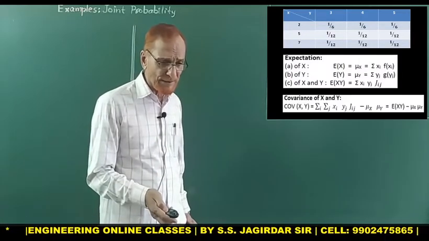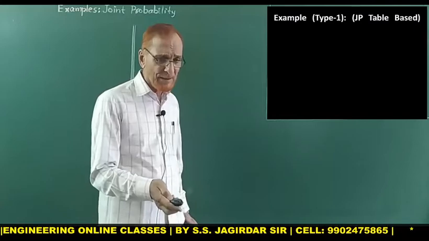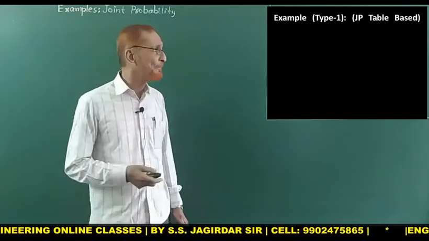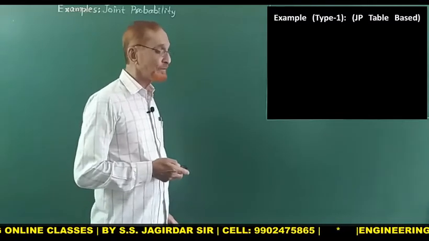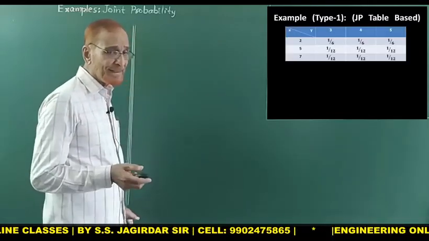Now I will go to the example. All this you can calculate on the basis of this. Now you see this is the example type 1, JP table based. It is based on the JP table, that is joint probability table. Now you can see the example is like this.